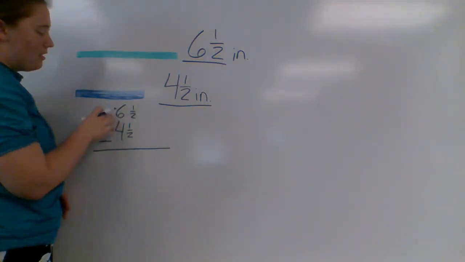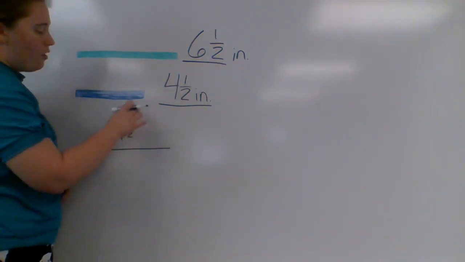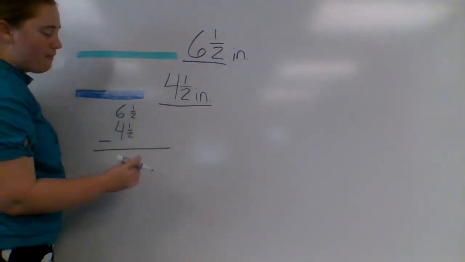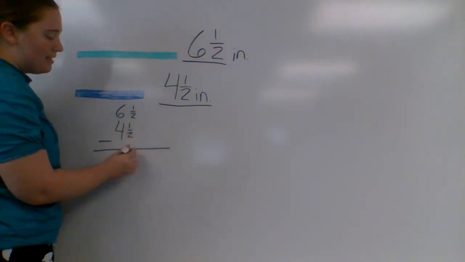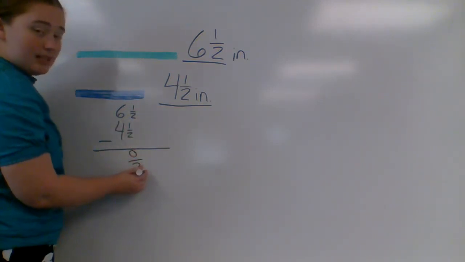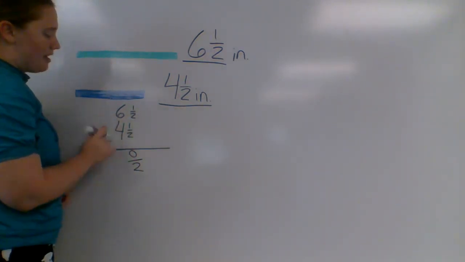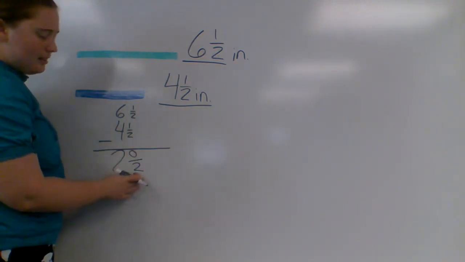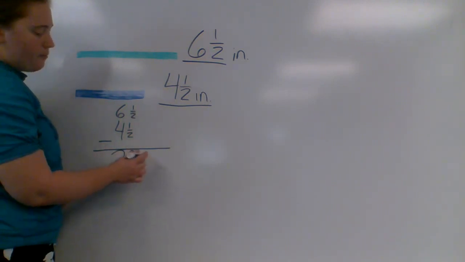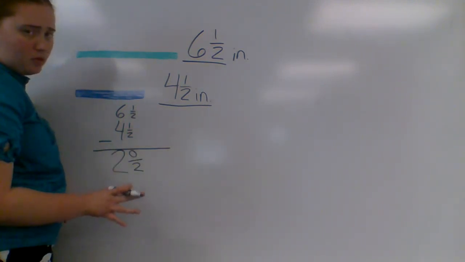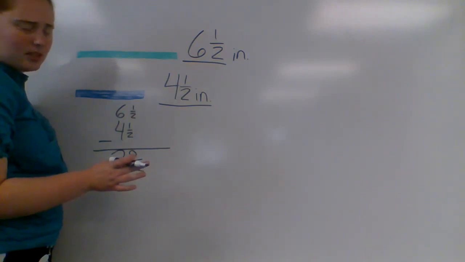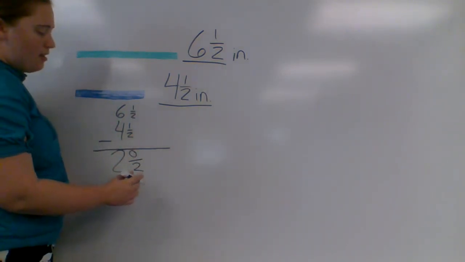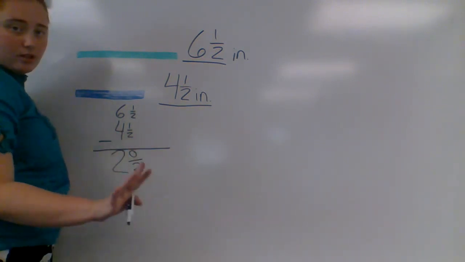So we have 6 and 1/2 minus 4 and 1/2. 1/2 minus 1/2. Well, I'm just going to subtract those top numbers in my fraction. So 1 minus 1 is 0. My bottom number is going to stay 2. And 6 minus 4 is 2. Now, I have 2 and 0 over 2. If my fraction has 0 as a top number, it's just going to make it so that the fraction is not there.